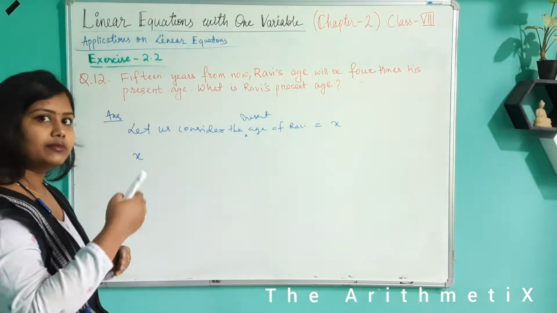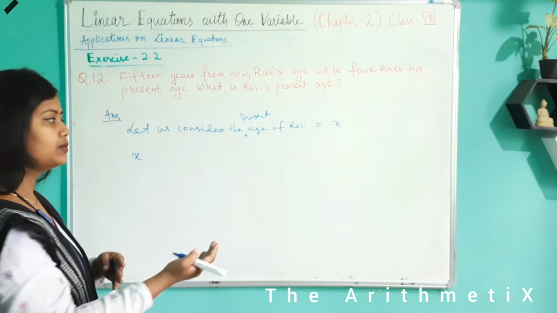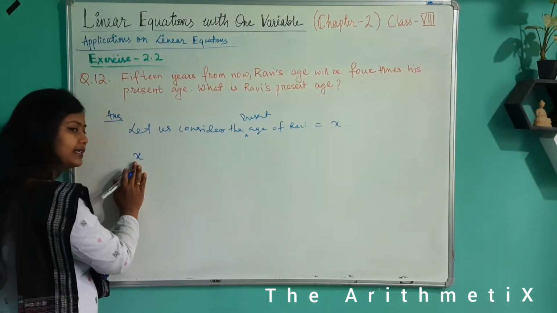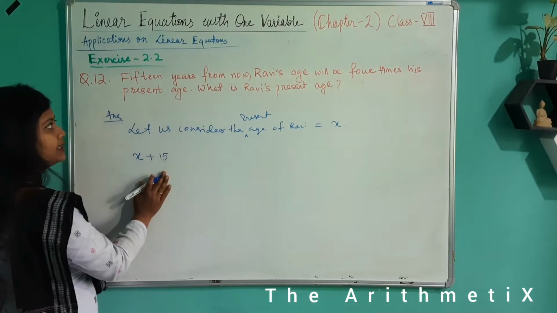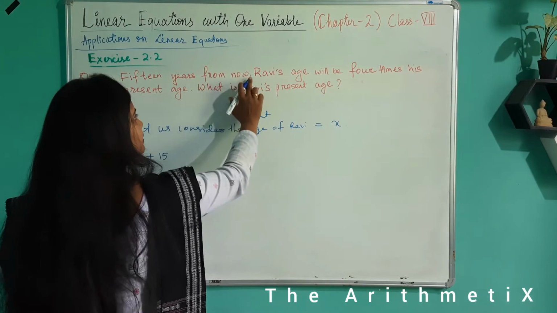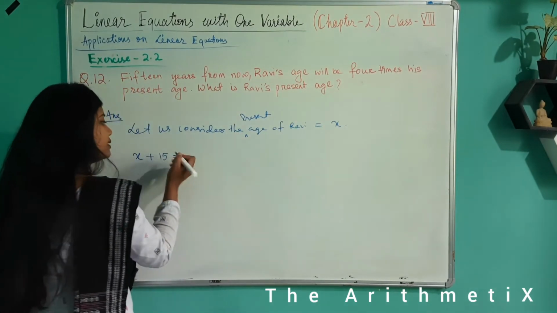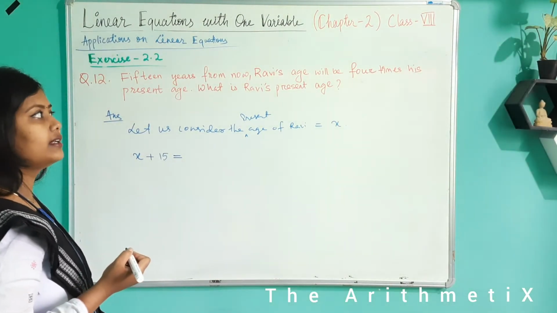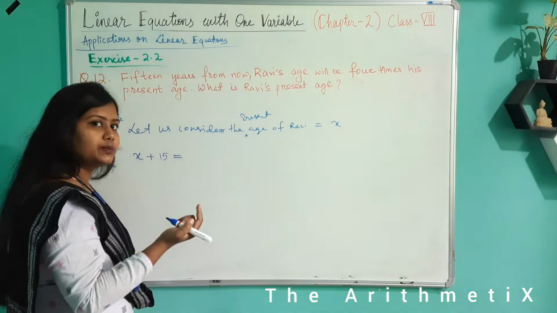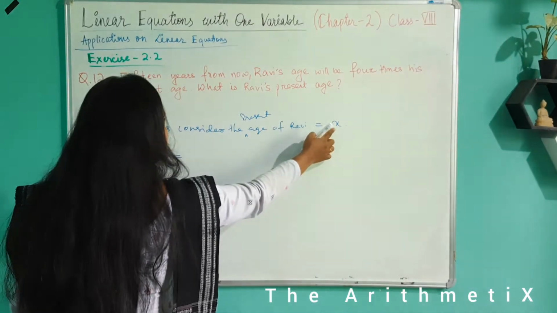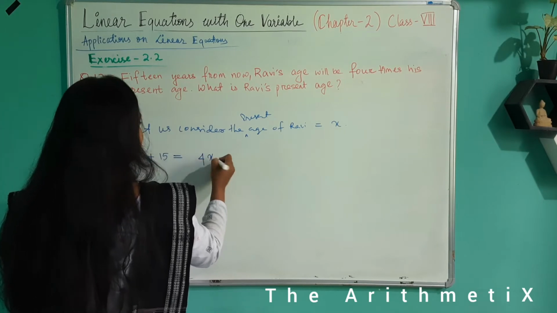If I say 1 year from now, this is 2021, 1 year from now means 2022. Similarly, if x is the present age, 15 years from now means x plus 15. 15 years from now, Ravi's age will be, here we have to put an equal sign, 4 times his present age. The present age is x, 4 times of it is 4 into x, that is 4x.